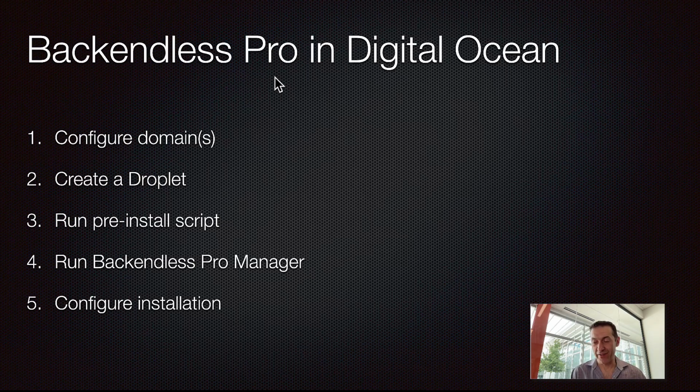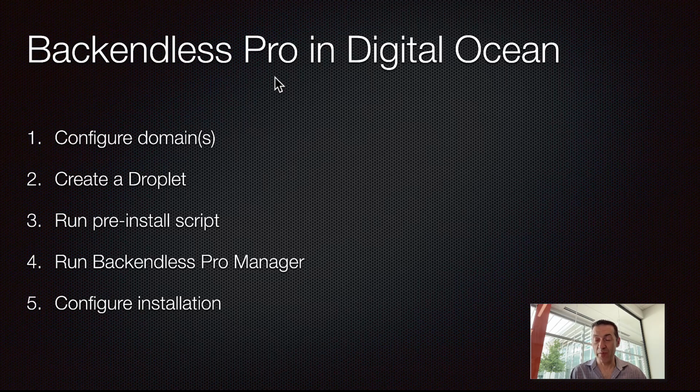What is a domain? Well, whenever you will be accessing your Backendless Pro installation, you will need to have a URL that you will use to open Backendless console, and you will need to have a URL to address your API calls. It could actually be the same domain, and they will be differentiated by the port numbers. That is certainly one option. Or you could create 2 separate domains, one for console, one for the API, or you could use subdomains.